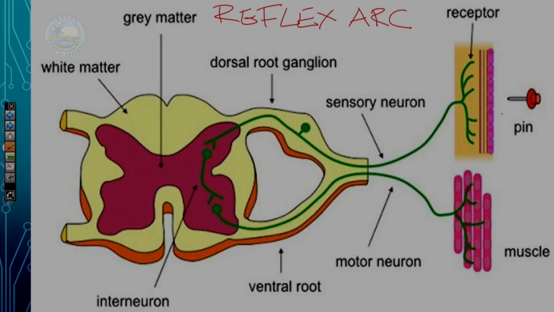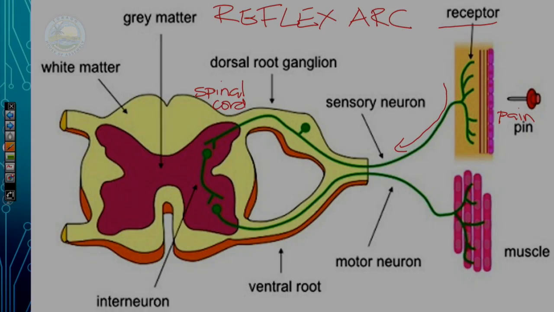So here is the stimulus. So it's a pain stimulus on the skin. The receptors are going to detect that stimulus, convert it into an electrical impulse, and send it down the sensory neuron and into your central nervous system. So here we have the CNS. Specifically, in this case, it would be your spinal cord. Why? Because you are stepping on a pin.